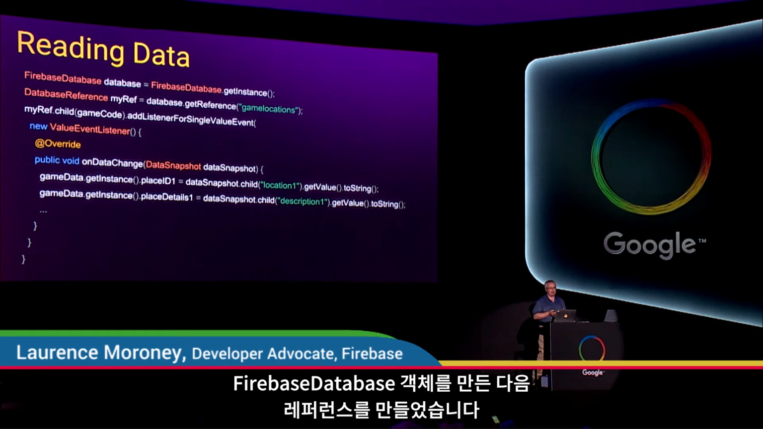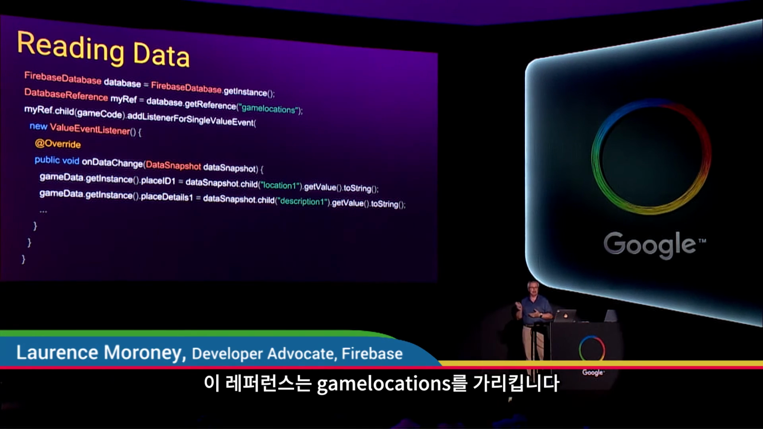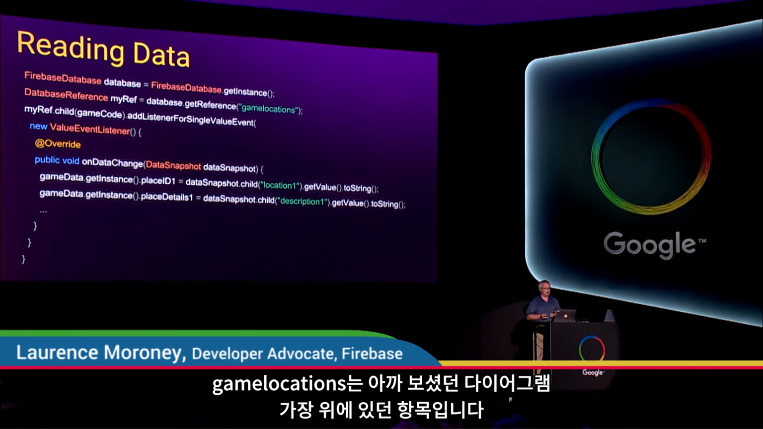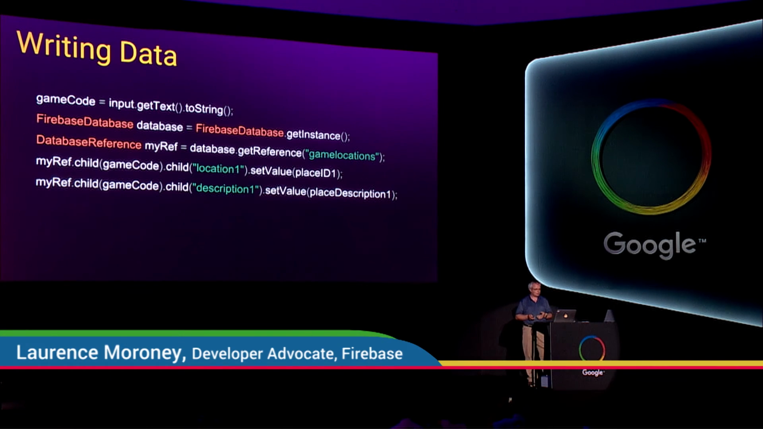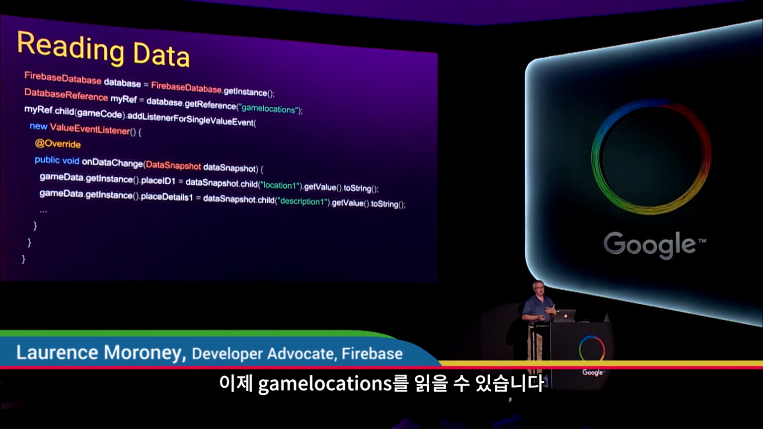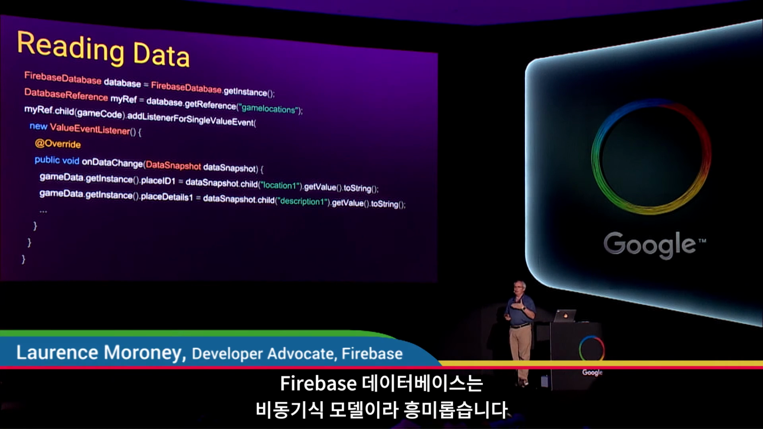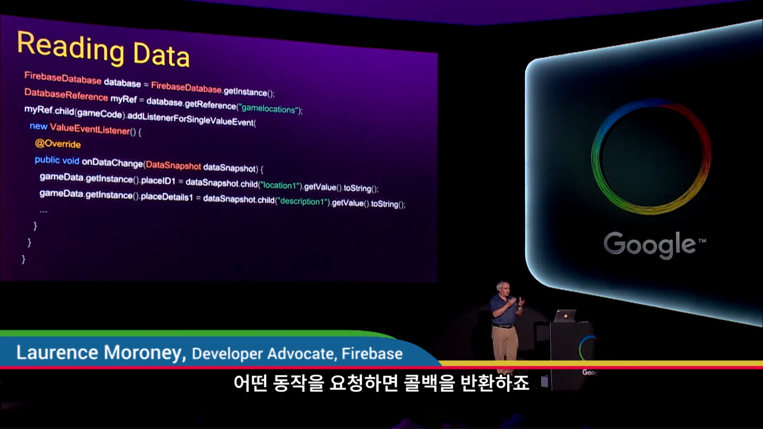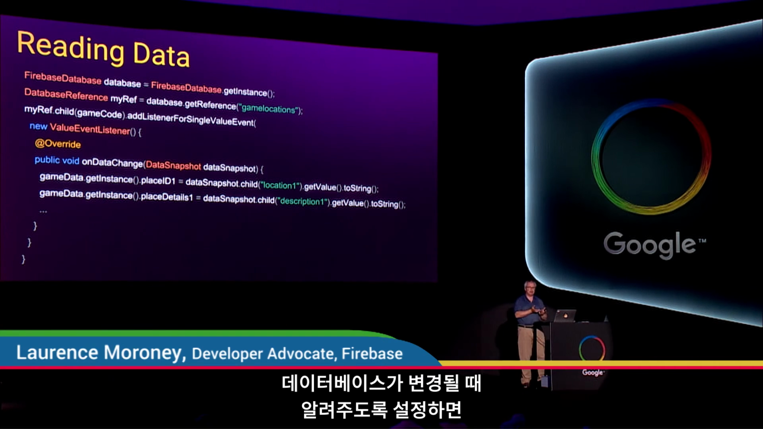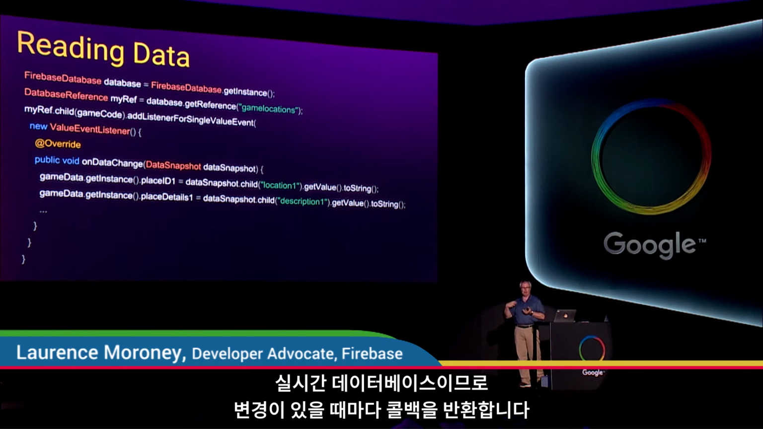So in this case, I create a Firebase database object. I create a reference to that, and that reference is pointing at the game locations. And again, remember, game locations was right at the top of the diagram that you can see here. And then once I have game locations, the Firebase database is really interesting because it is an asynchronous model. It's not like SQL, where you run a query and you get results back. You ask it to do something, and it will give you a callback. Or if you set up to listen for changes in the database, it will give you a callback whenever those changes occur because it's a real-time database.